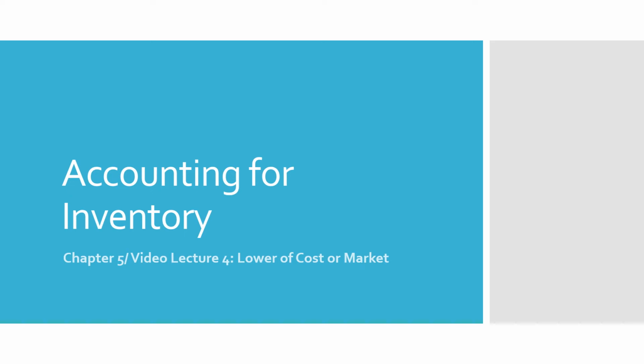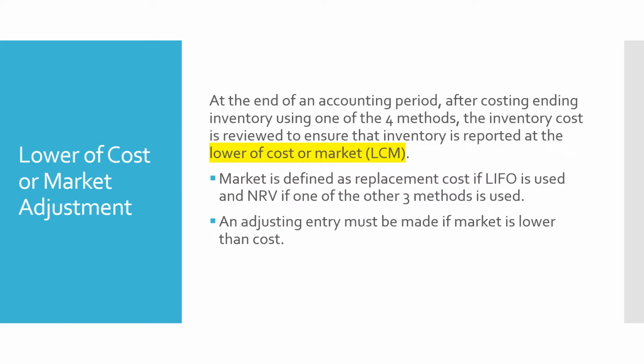In this final video on accounting for inventory, we're going to be discussing lower of cost or market. At the end of an accounting period, a company is going to take a physical count of the inventory. They are going to use one of the inventory cost flow assumptions to calculate the cost of ending inventory, but the final step is going to be to apply lower of cost or market.